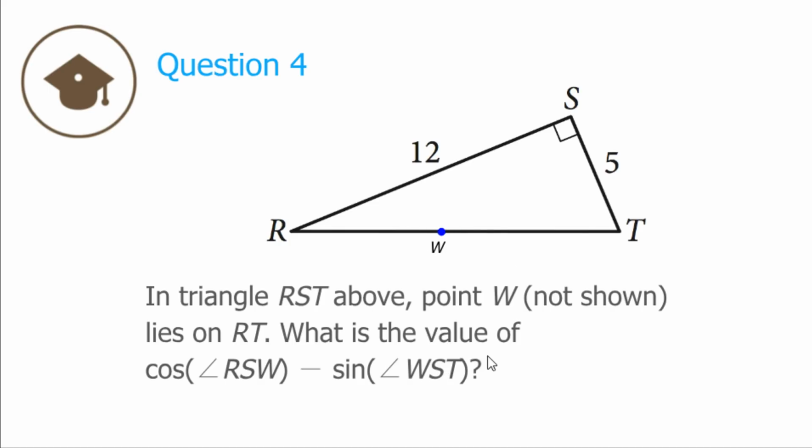All right, we want to find the value of RSW and WST. So for RSW, we need a line here. For WST, we still need that line. So we'll draw on that line, and then we'll define our angles. This is going to be RSW, and this is going to be WST. Cool. So we want to find the value of the cosine of RSW minus the sine of WST.